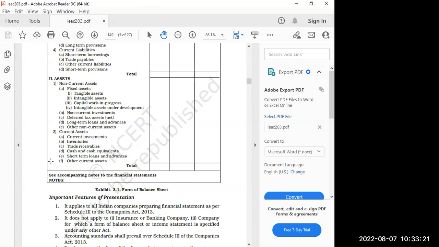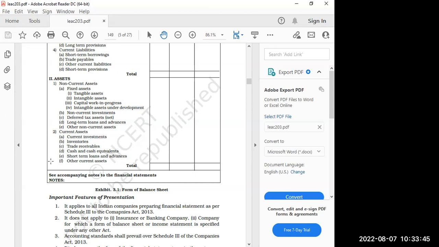Next, point number B under the non-current asset is non-current investment. Long-term investments made by the company. Suppose there is a bank deposit for 5 years, you made it. That will come under that. Next, deferred tax asset. If tax is paid in advance, it will come here. Paid in advance. Liability side, payable. Here it is, paid in advance.